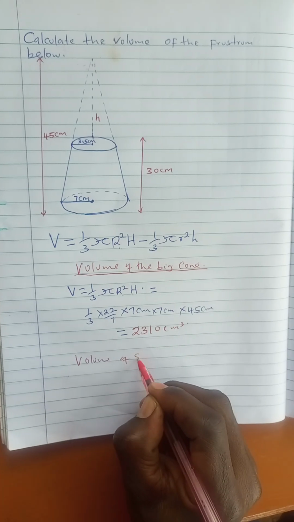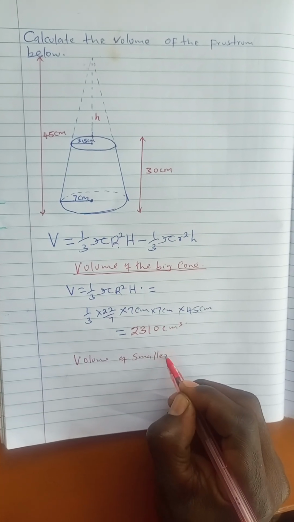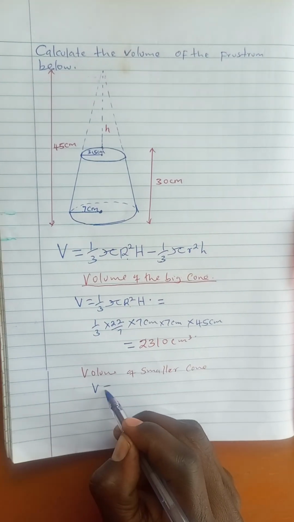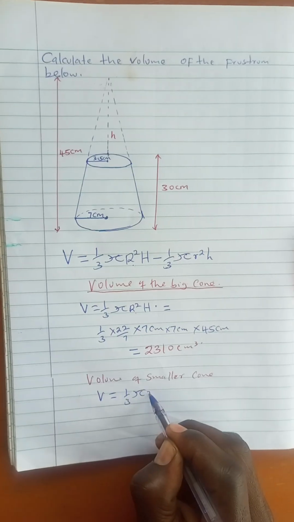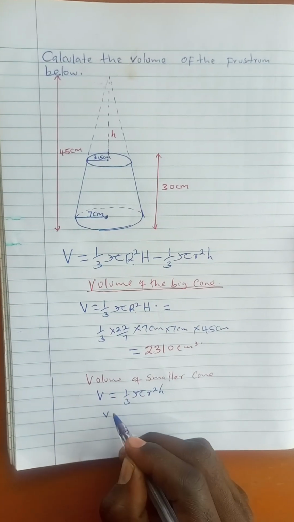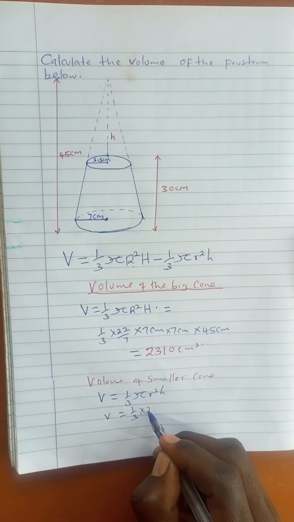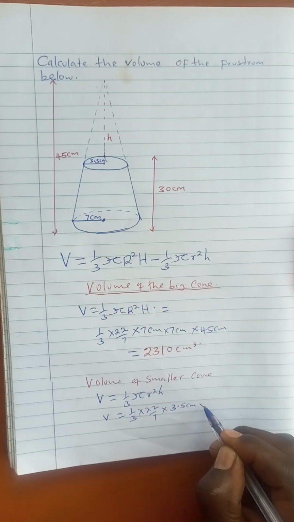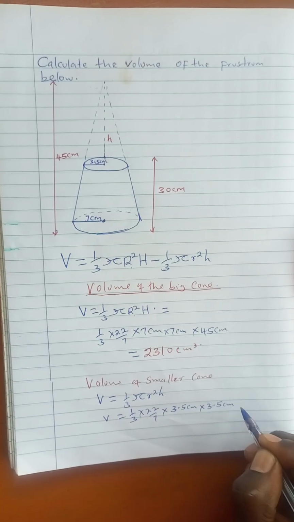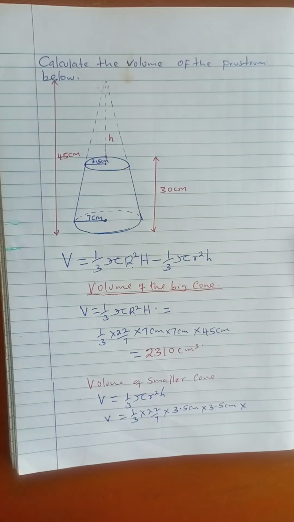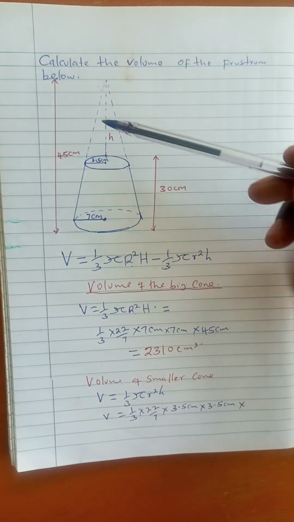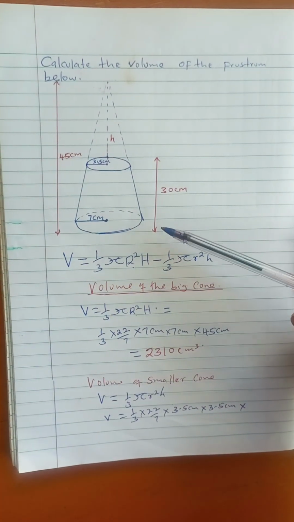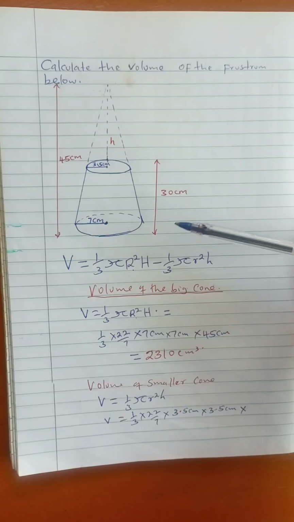The volume of the smaller cone is going to be a third pi r squared h. There we have a third times 22/7 times r, 3.5 centimeters times 3.5 centimeters times the height. Now we need to get the height. We have the height of the original cone, which is 45 centimeters, and the actual height of the frustum itself is 30 centimeters.